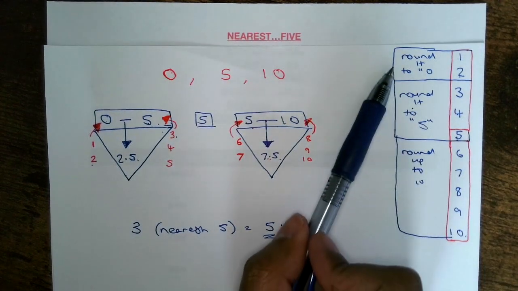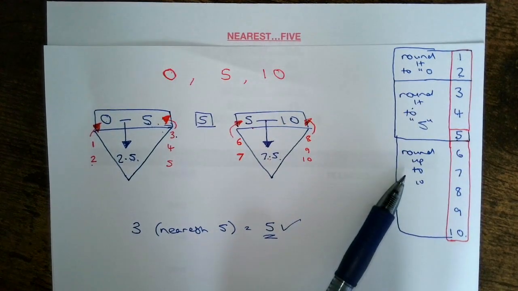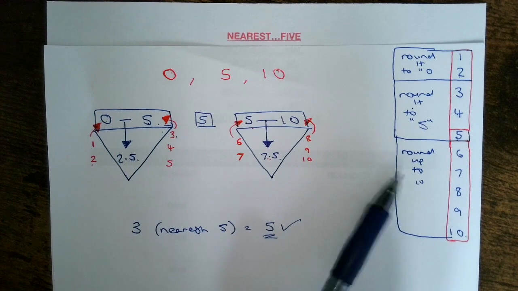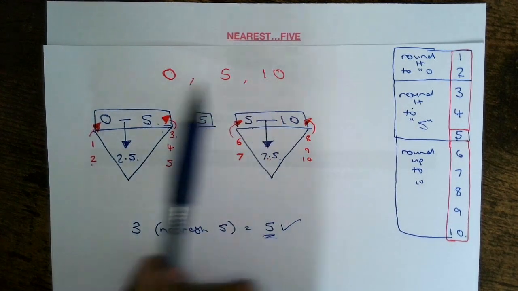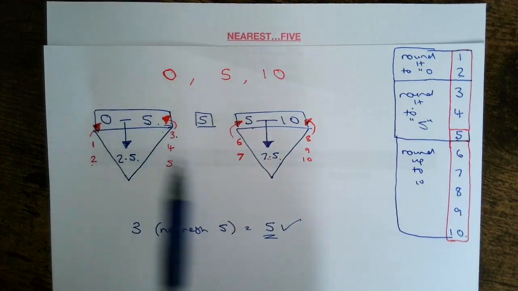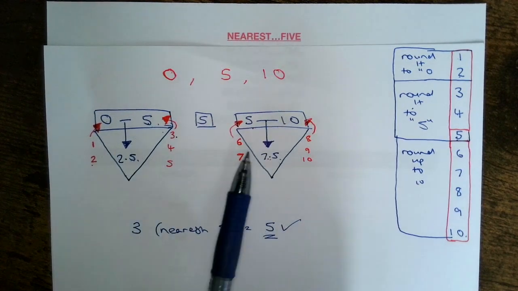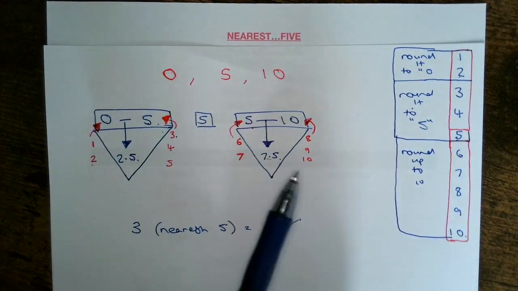You can either just learn this box over here for rounding to the nearest 5, or you can try and actually understand what's going on over here in terms of the methodology and just start slotting them in. Whichever works for you is perfectly fine.